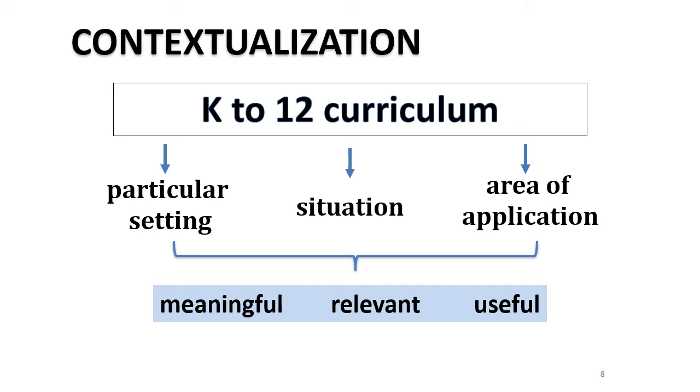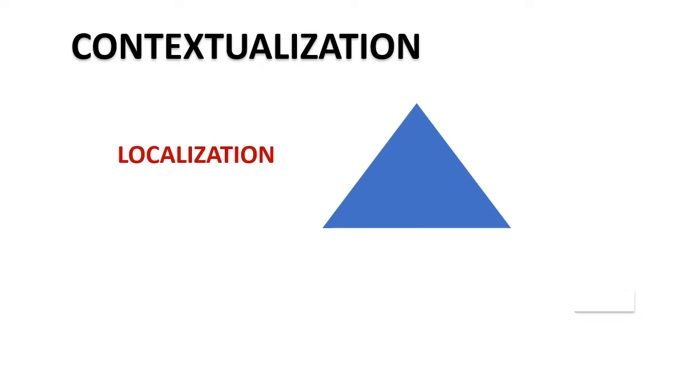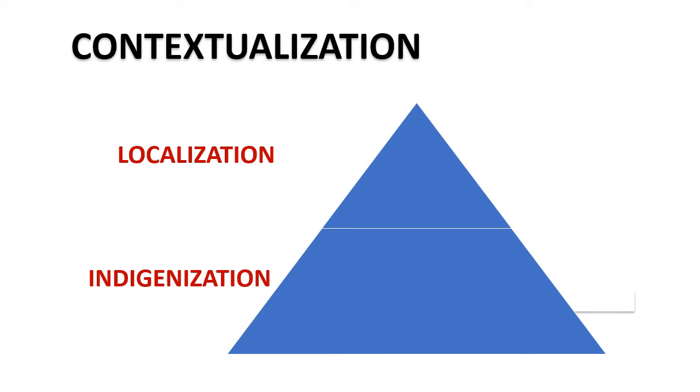So that is how we contextualize. So if we cite that in a triangle, in the big picture of contextualization, we have the 2 degrees of contextualization. Again, when we say contextualization, we will relate the particular setting, the situation, and the area of application to our level.